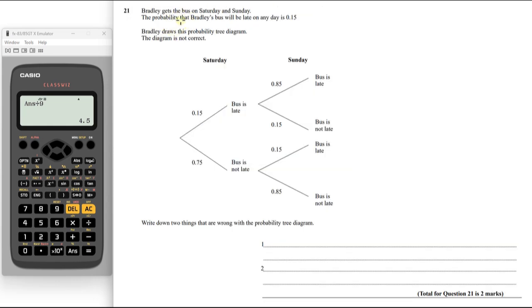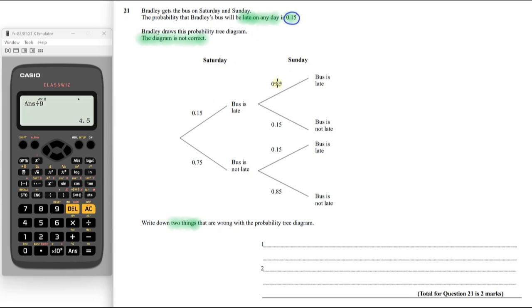Question 21. Bradley gets the bus on Saturday and Sunday. The probability that Bradley's bus will be late on any day is 0.15. Bradley draws the probability tree diagram. The diagram is not correct. Write down 2 things that are wrong with it. We're told the probability that Bradley's bus is late is 0.15 on any day, so on Saturday it should be 0.15 and on Sunday it should be 0.15.